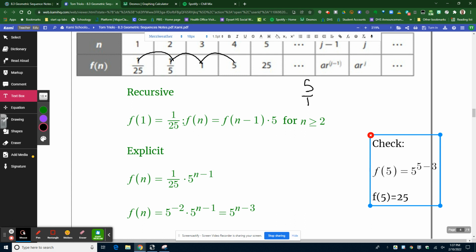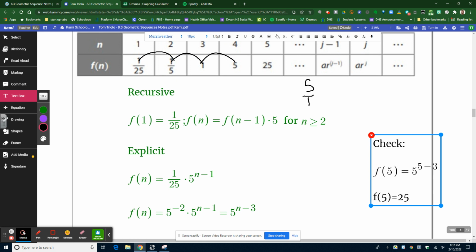As long as this number here matches this number here, you know your answer is correct. Okay. Questions? Moving on. We're already halfway done, believe it or not.